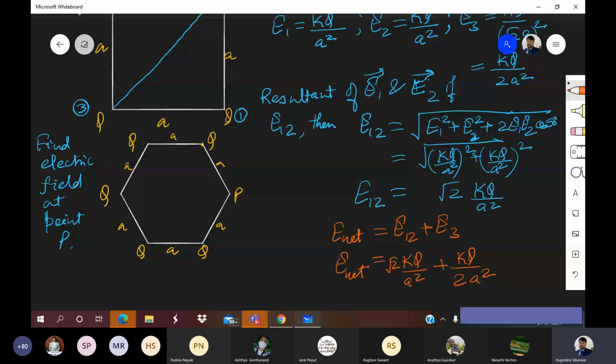So this was part 1. Now let me talk about part 2. So again I am labeling these numbers. This will be charge 1. This will be charge 2. This is charge 3. This is charge 4. And this is charge 5. Okay. So electric field due to charge 1 will be E1. Electric field due to charge 2 will be E2. Electric field due to charge 3 will be E3.